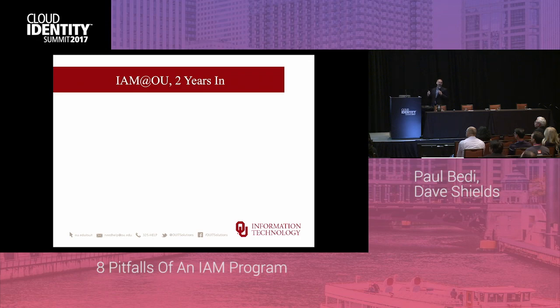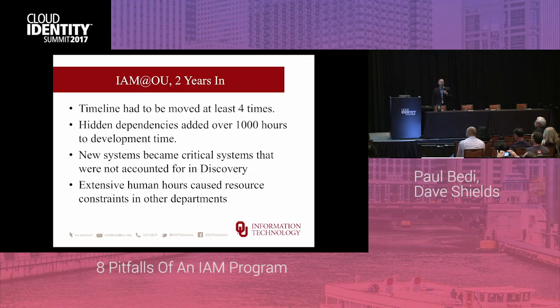Identity management at OU, about 2 years in. The timeline to release it had to be moved 4 times. I wish I was making that up, but it was. There were hidden dependencies that we discovered as we were going about the process that added over 1,000 hours to our development time, because it was this, and it was this, and it was this. And we even had systems that did not exist when we started this process that suddenly became critical, and we had to deal with that. And there were some systems that became obsolete in that time frame, and we just had to adjust for that accordingly. And again, those human hours cause resource constraints all over the place.